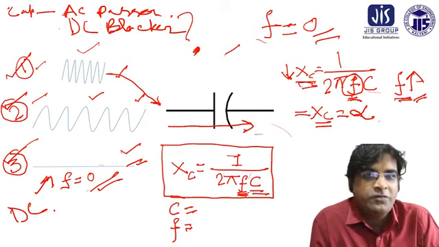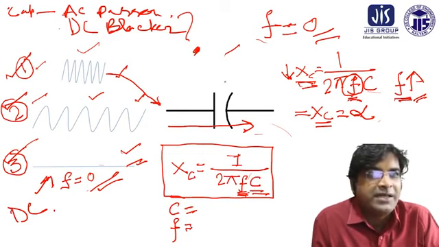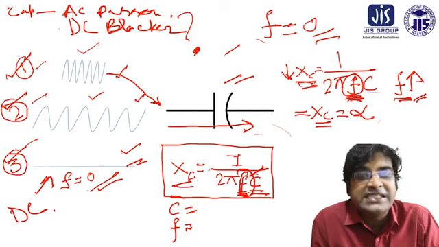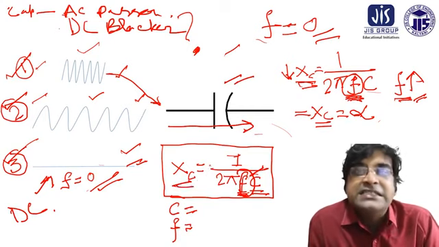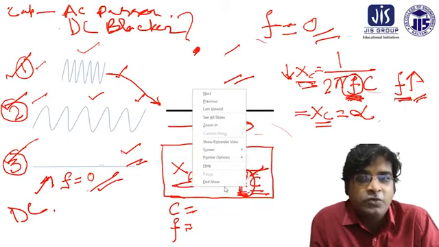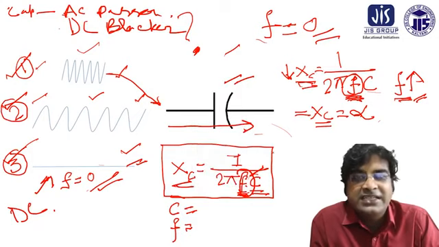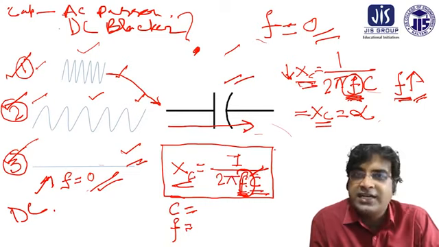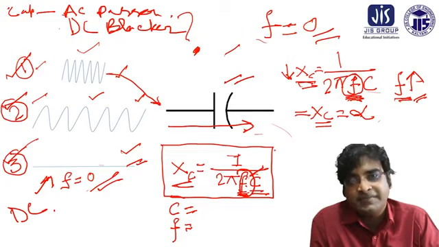And from that point of view, you see this capacitance is called the reactance. Why? Because it reacts with the F value. If the F is changed, automatically the XC is changed. So the capacitance reacts on the basis of this F. So we can say that it is the reactance. Capacitance is a reactance, and also the inductance is a reactance.